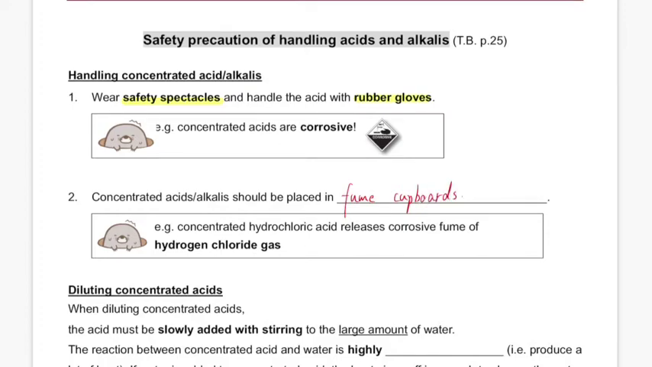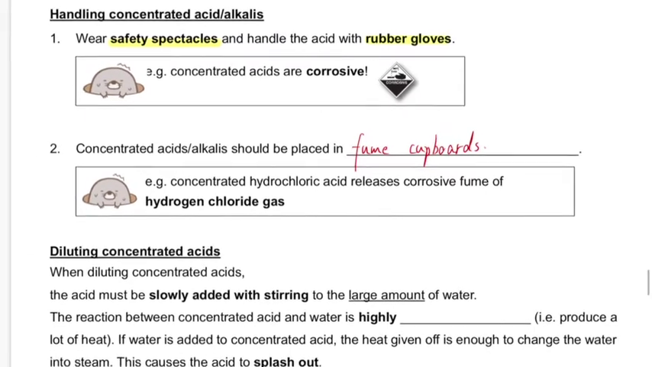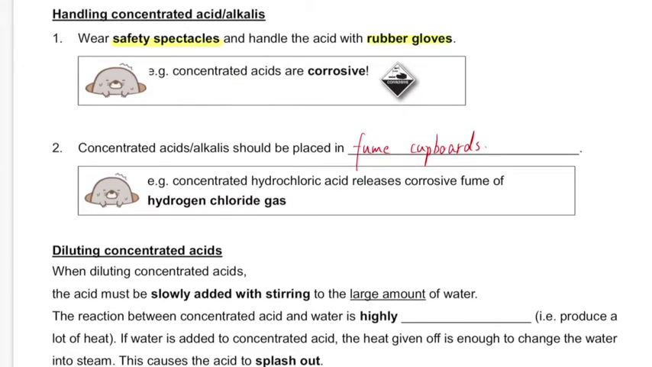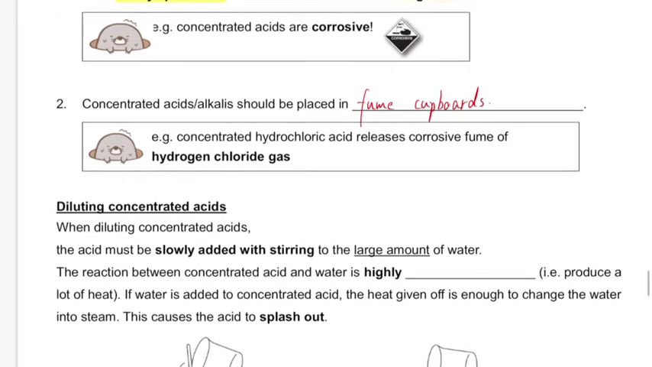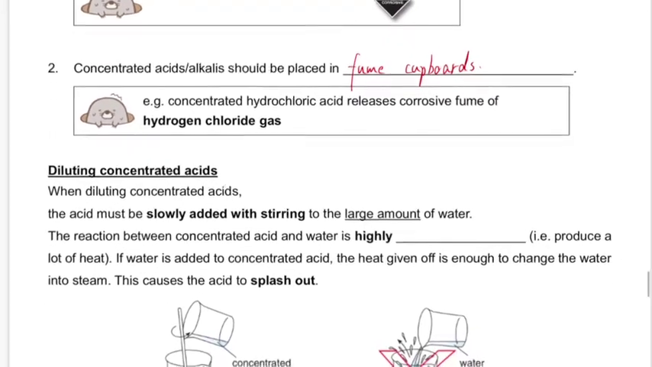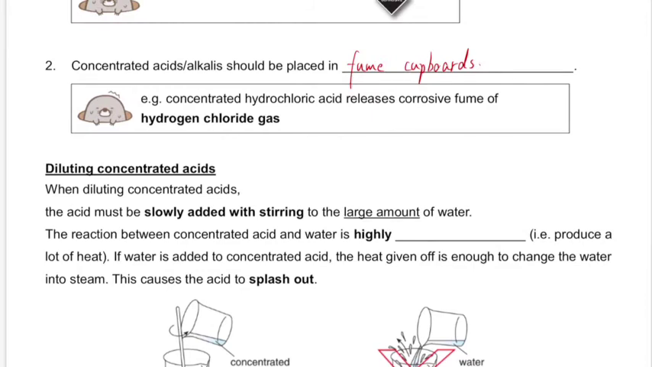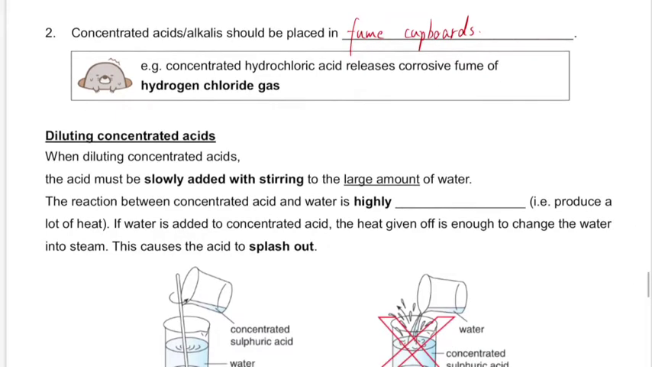Okay, because concentrated hydrochloric acid and concentrated nitric acid are volatile, so they will release corrosive gas. And normally, if we don't want to use a concentrated acid, we would take the concentrated acid and dilute it. So how do we do it?